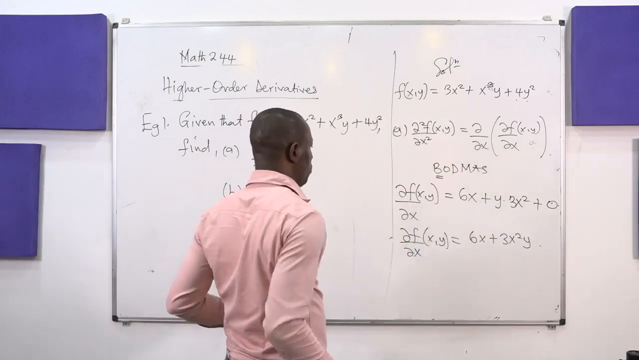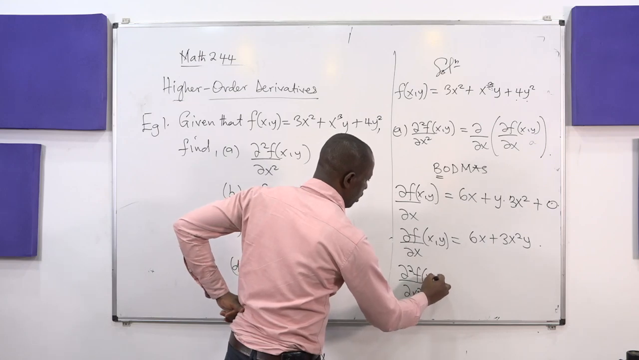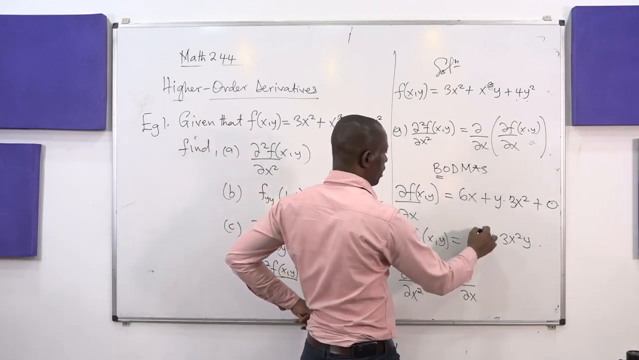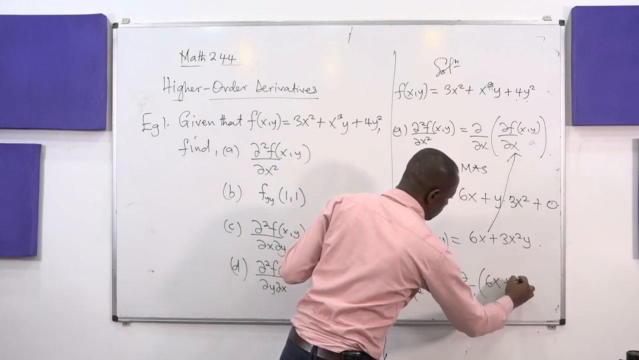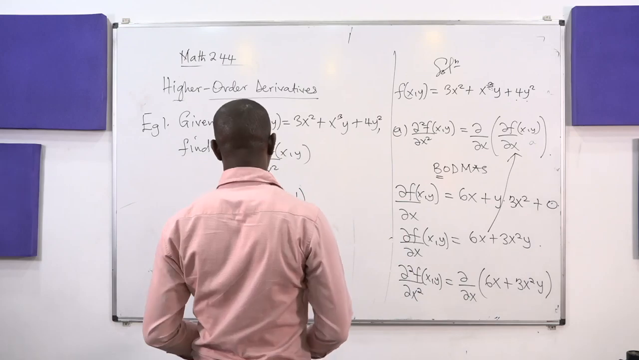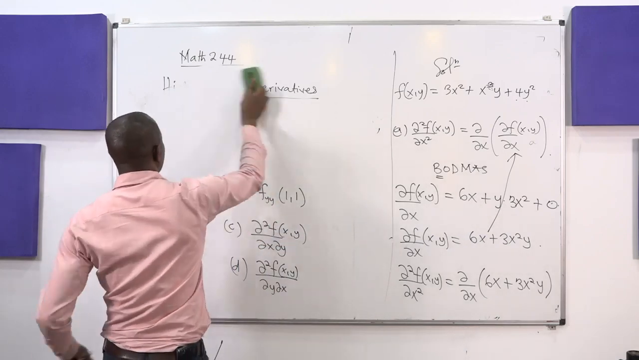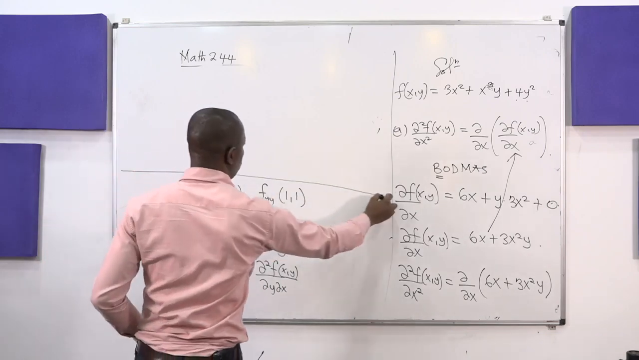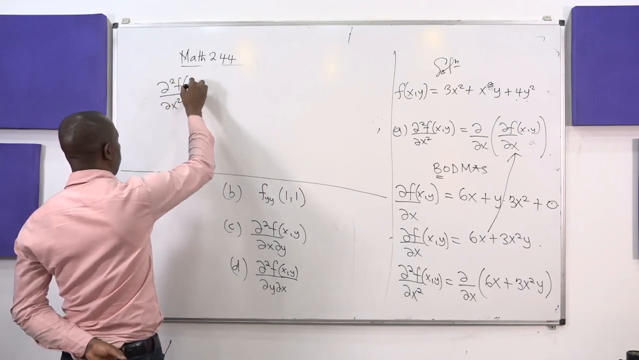Like this. Now, my partial squared f with respect to x squared, x y is del with respect to x, and look here, what is in the bracket? So we are going to put this one here. You get it? Yeah. So it is del of 6x plus 3x squared y. So here, we differentiate partially with respect to y. What do we get? Partial squared f with respect to x squared, x y.